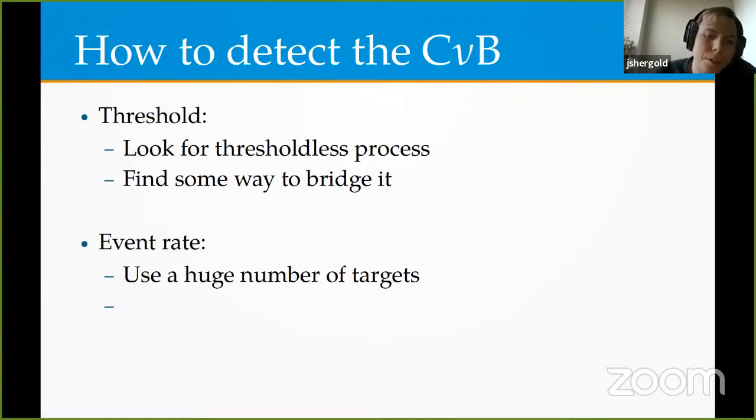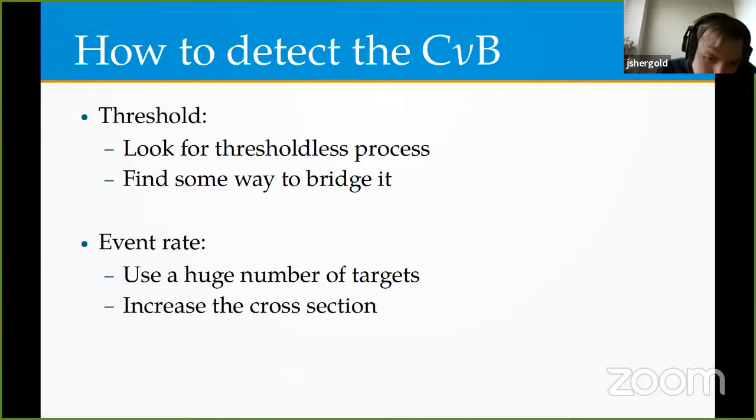On the event rate frontier, there are 2 things that we can do. We can either use a huge number of targets. This is, of course, the naivest approach. If I have an event rate that's, say, 1 event per 10 years per target, and I want an event per year, I can just use 10 targets, for example, right? And then I get 1 event per year. In the case of relic neutrinos, you'd need a huge amount of targets, but the point is you use more targets, you get a bigger event rate.